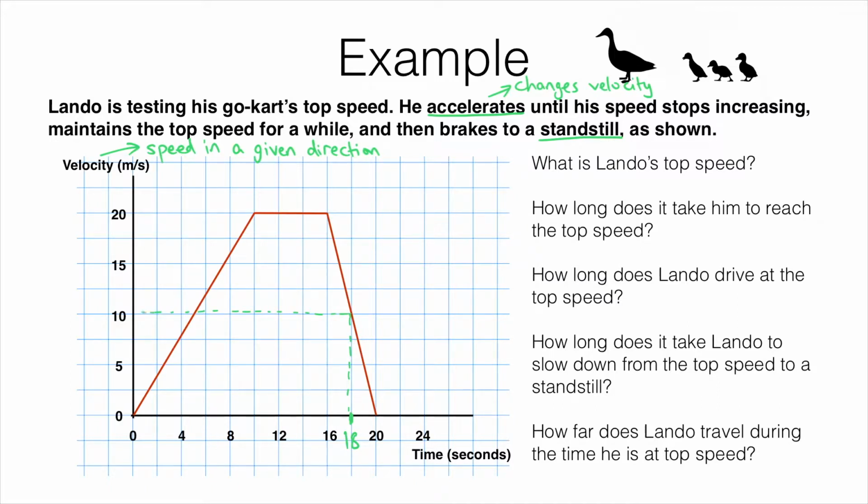Remember, the vertical axis here is the velocity or the speed, and 18 seconds after setting off, this person is travelling at 10 meters per second. So finding a velocity or speed is easy from a velocity time graph. You just read up and across.